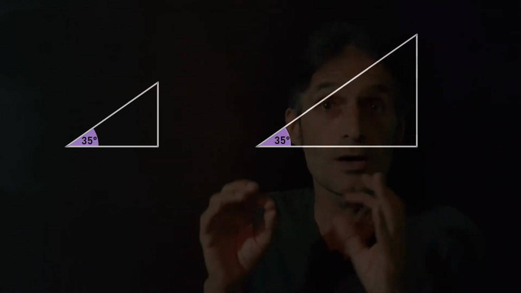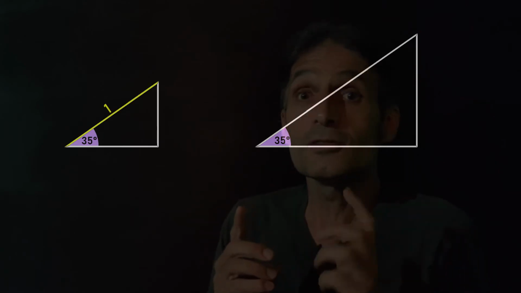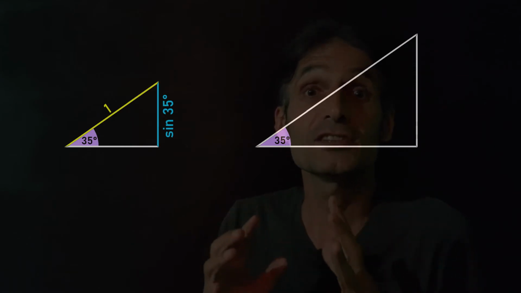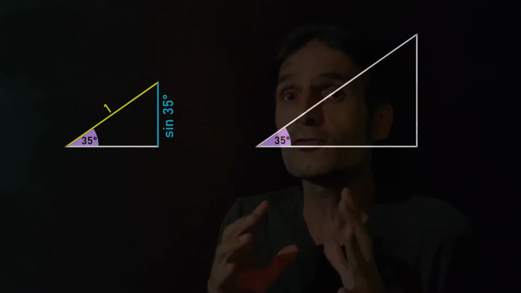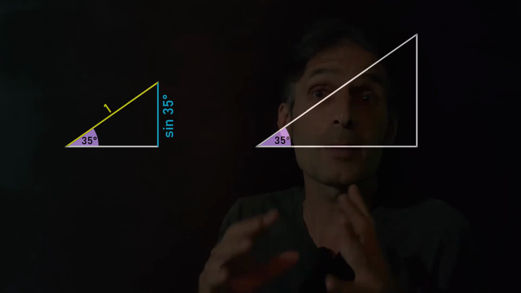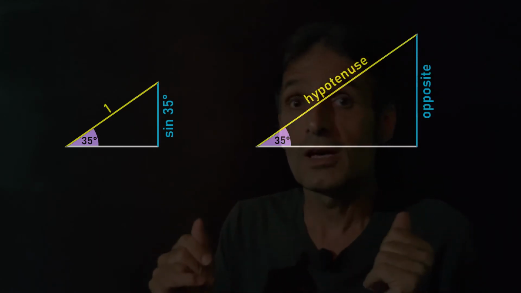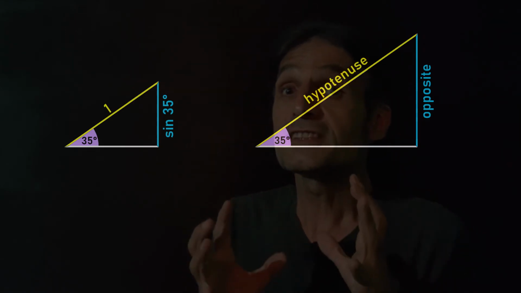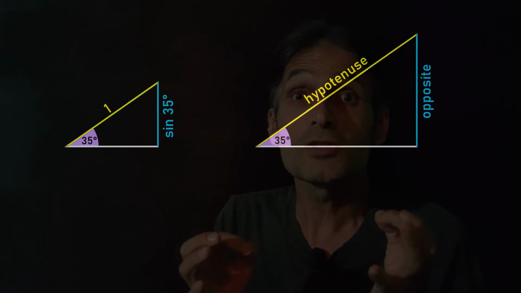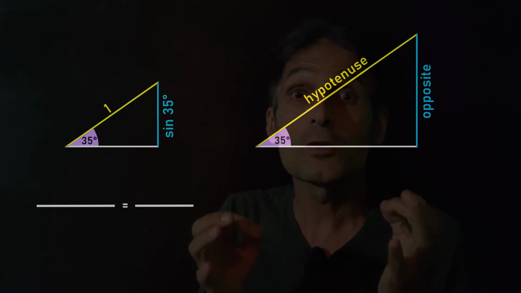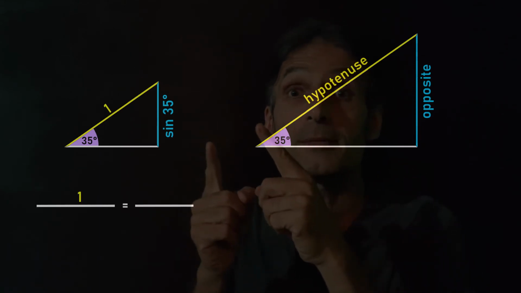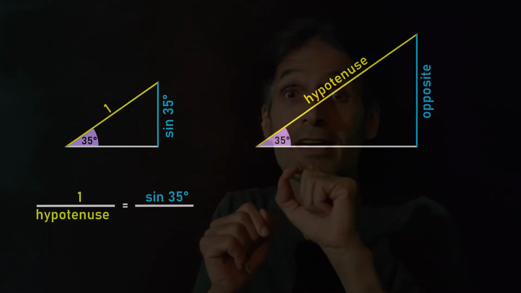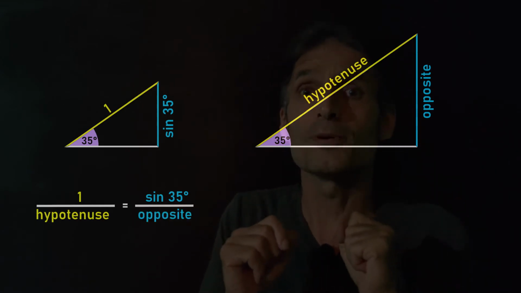This hypotenuse is 1. If the hypotenuse is 1, then the opposite side is sine 35. It's the definition of sine. On the bigger triangle, we can put the names of the hypotenuse and of the opposite. Let's do what we did on the map. Because the second triangle is an enlargement of the first one, we can write an equality. 1 divided by its bigger version, the hypotenuse, is equal to sine 35 divided by its bigger version, the opposite.